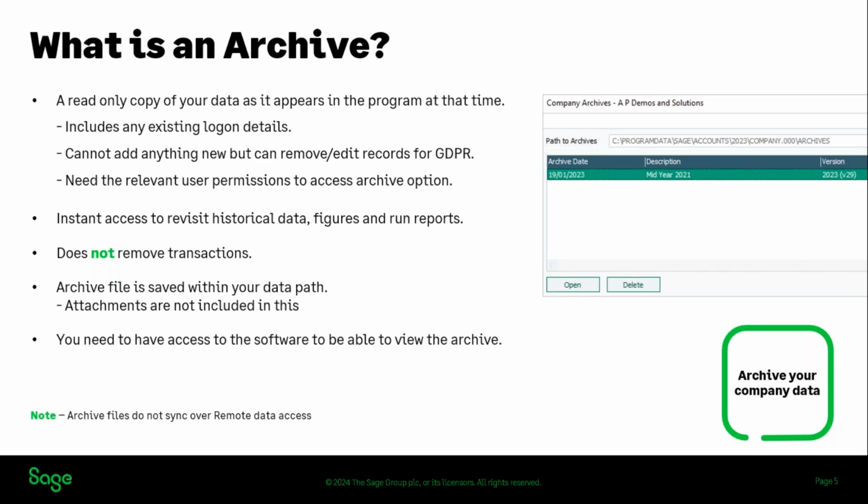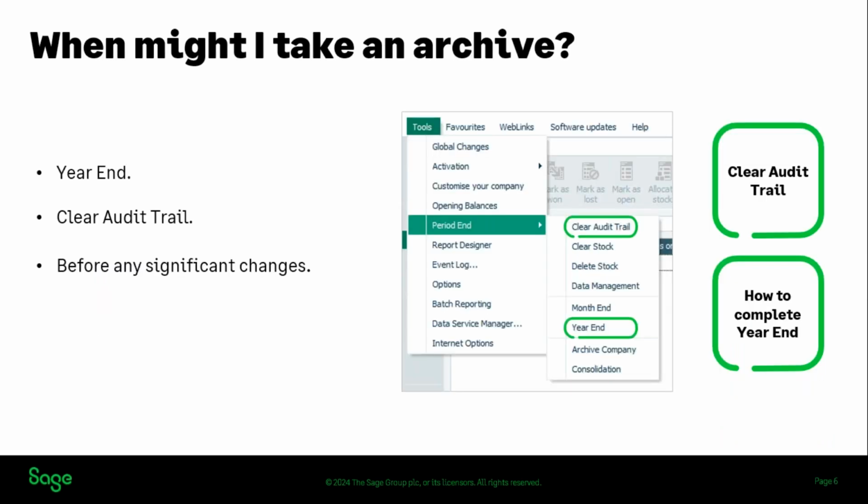Okay, so that is what an archive is. And we're just going to talk about how to take that archive and when you might take an archive. So as I said, it takes a snapshot of your data. Typically you're going to try and take an archive before you do something big in your data. So typically you would take one at the point of running your year end. Just before you run the year end, you want a copy of that data as it is at that final point of that financial year.